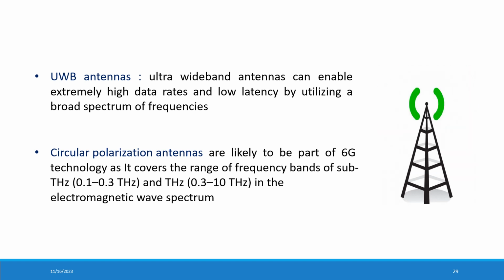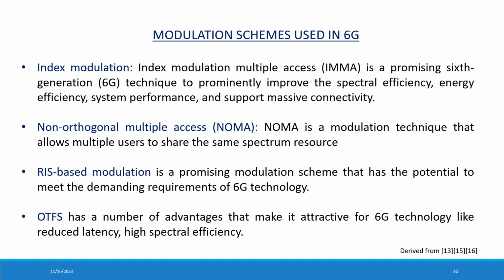Then the circular polarization antennas, it covers the range of frequency band of sub-terahertz and terahertz in the electromagnetic wave spectrum. Moving on to the modulation schemes used in 6G. First one is the index modulation. It is a promising sixth generation technique that improves the spectral efficiency, energy efficiency, system performance, and supports massive connectivity.